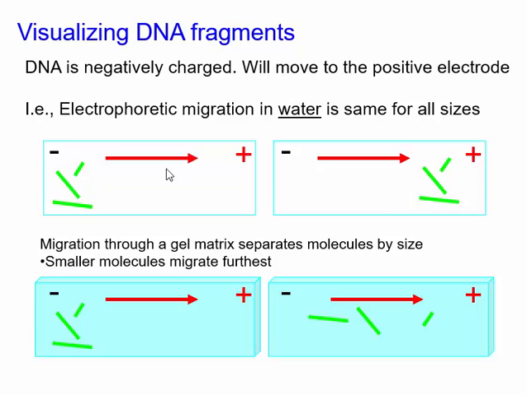Now, in water, let's say we just mix DNA in water and apply a charge to it, regardless of size, DNA is going to move toward the positive electrode. But if we put them into, say, a gel-like matrix, they will separate by size. The littler ones are going to migrate farther because they're small. They can weave their way through that matrix more quickly than the bigger fragments. So this allows us to separate these out.